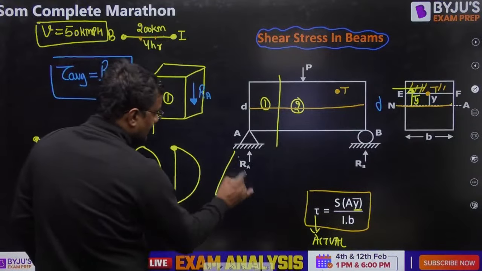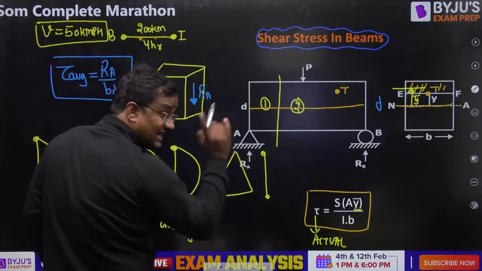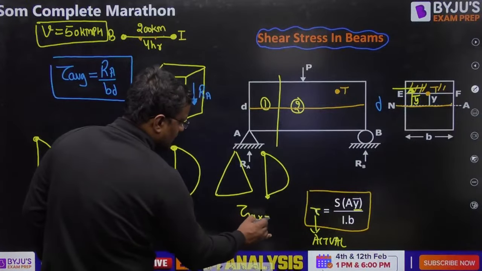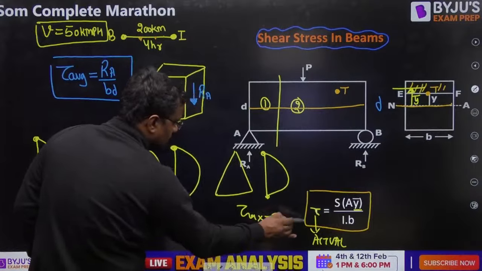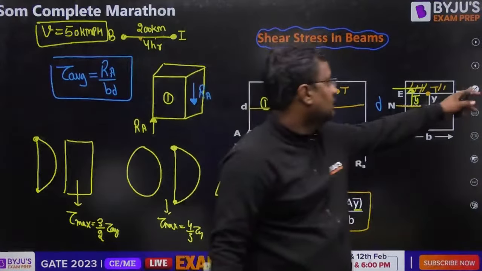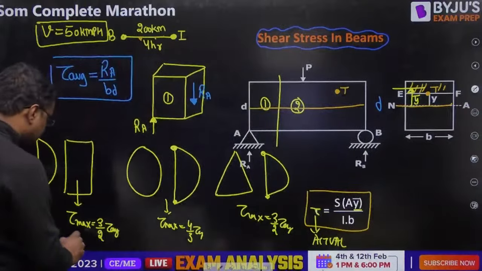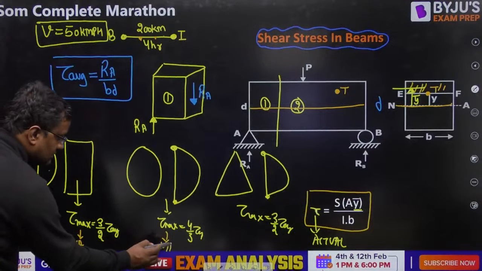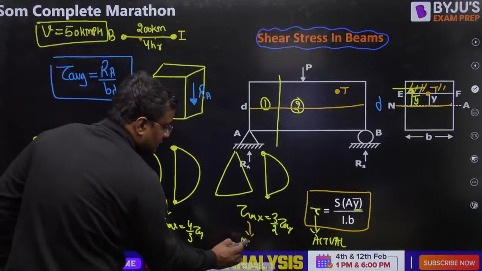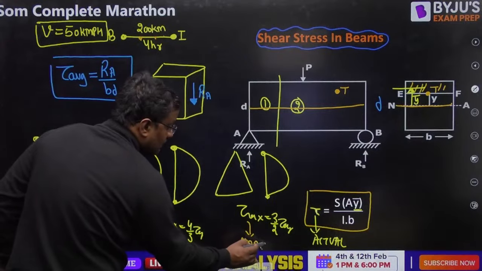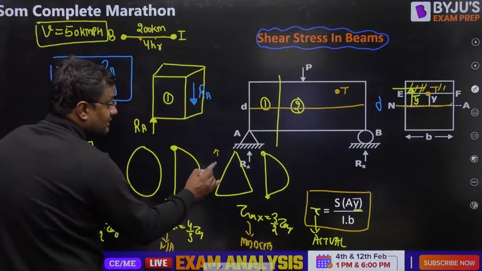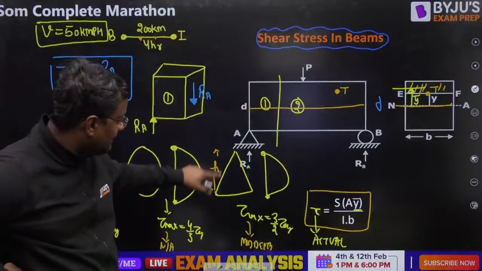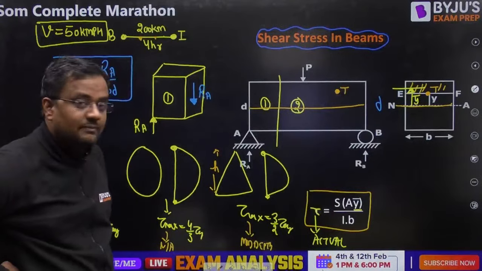For triangular, it is also 0 at top and bottom. Actual shear stress. Tau max here is also 3 by 2 of tau average. In rectangular, tau max comes at neutral axis, here at mid depth. Neutral axis is not mid depth. If this is h height, the neutral axis is the central axis, that is not h by 2. Neutral axis is 2h by 3 from here and h by 3 from here.